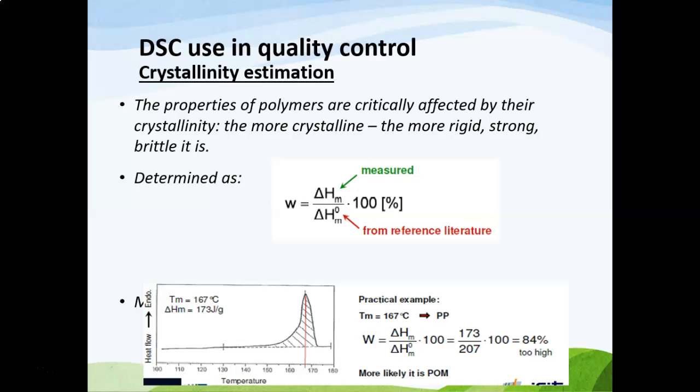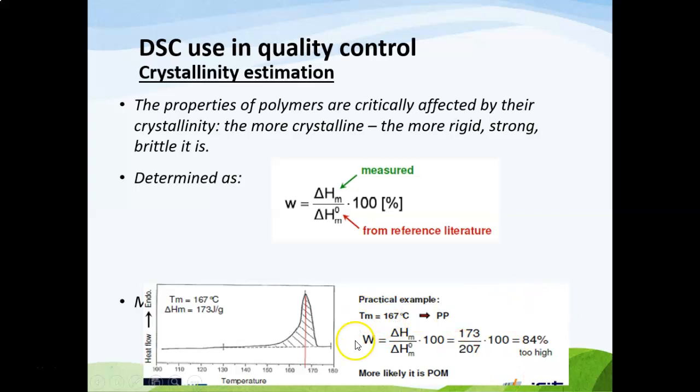DSC is used in quality control for crystallinity estimation. We can know the percentage of crystallinity by measuring the area below the curve using the formula given, such as I showed in the previous slide. This shows how to calculate the percentage of crystallinity, as I showed just now.